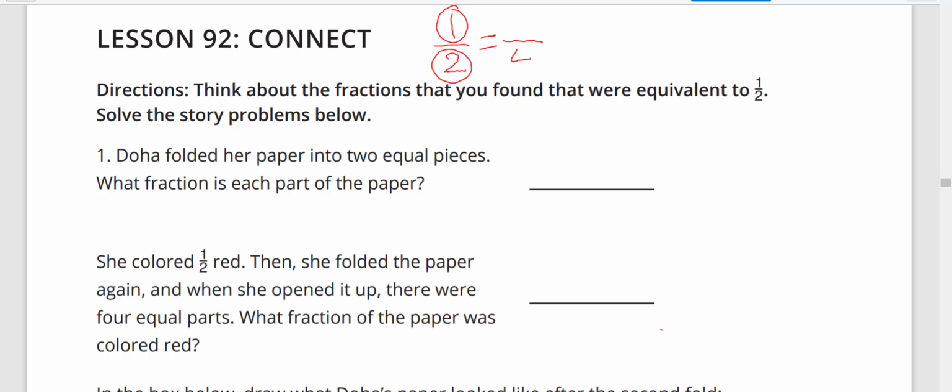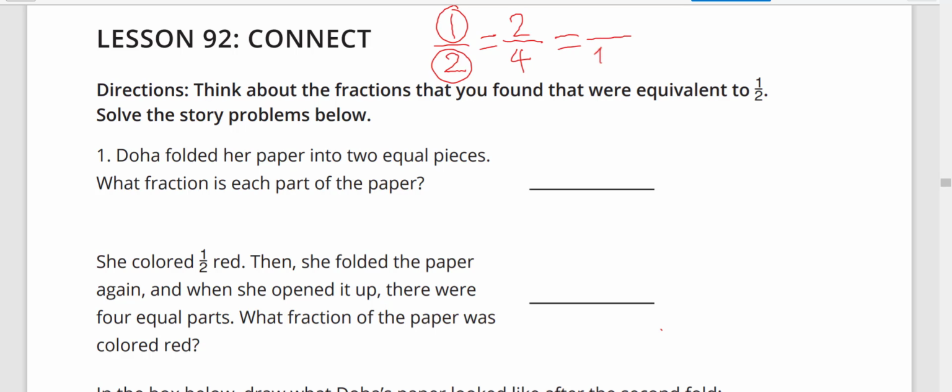If we write 4 in the denominator, the numerator will be what? Yes, we want a number that doubles to 4. 4 is double 2. Okay, that is one equivalent fraction to half.